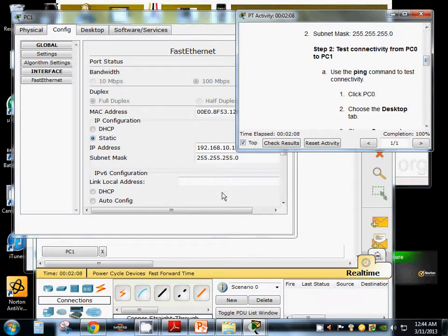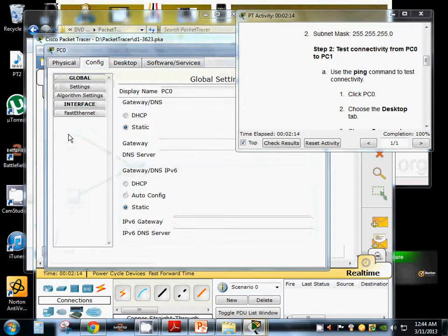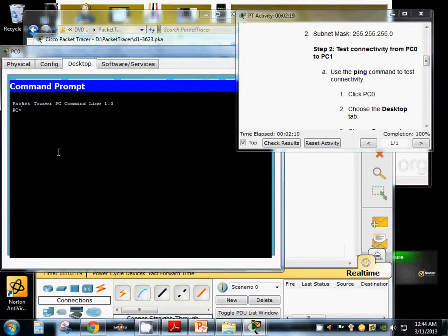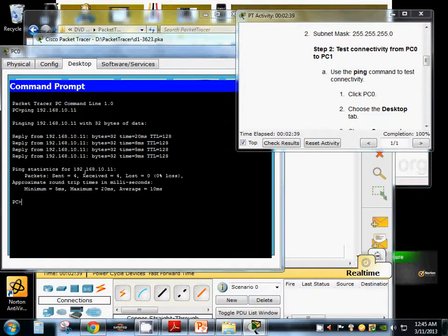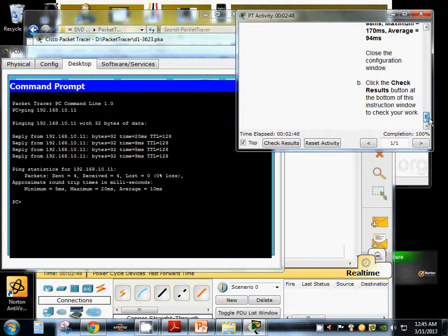So now we're going to go ahead and make sure that they're on the same network by using a ping command. We're going to go to PC0, open the command prompt, and I'm going to go ahead and ping the other PC1. So ping 192.168.10.11, and if I've hooked it all up correctly, it should send and receive packets. And assuming it's all hooked up correctly, we will send 4 packets, receive 4 packets. We didn't lose any of them, so that tells us that our network has been hooked up correctly.